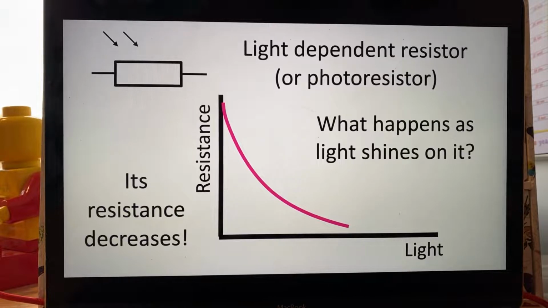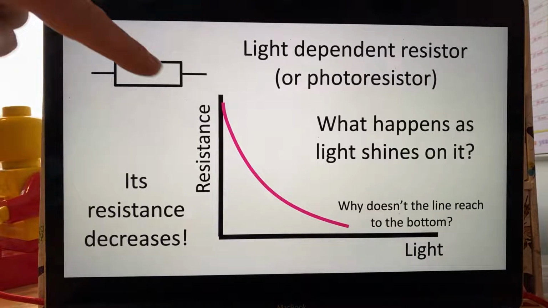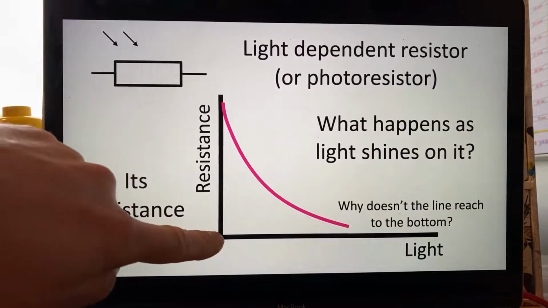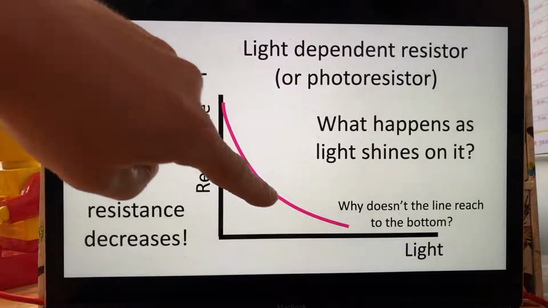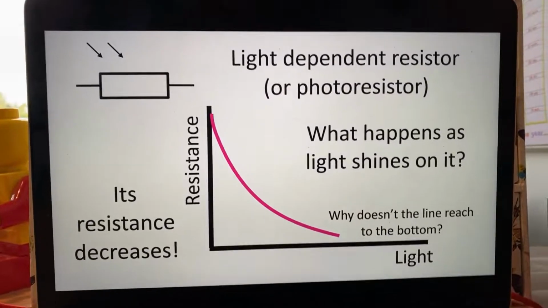Yes, look at that. All right, slightly harder question. Why doesn't the line go all the way to the bottom? Resistance starts high when there's 0 light, and then the resistance gradually decreases and decreases, but it never quite touches the bottom. Why is that? It's because if it touched that line, it would be 0 resistance. And you just don't ever get 0 resistance in real life.